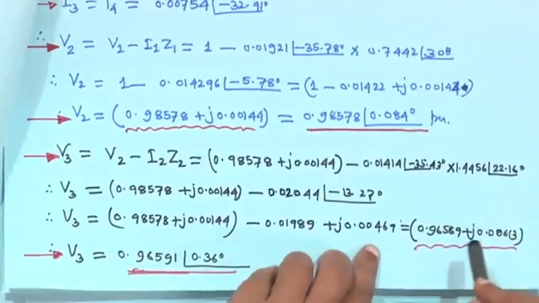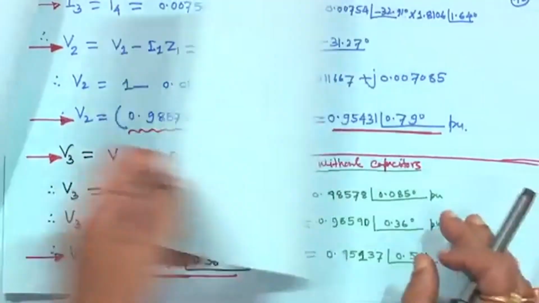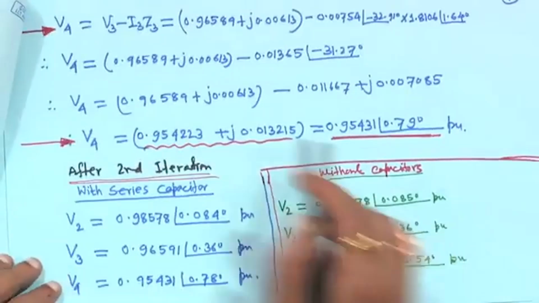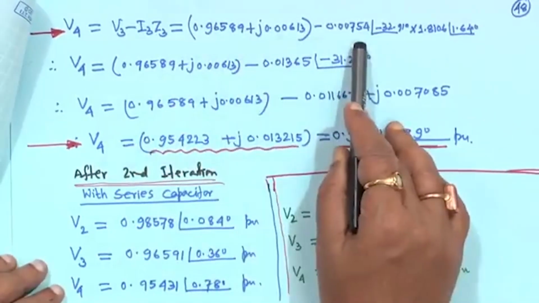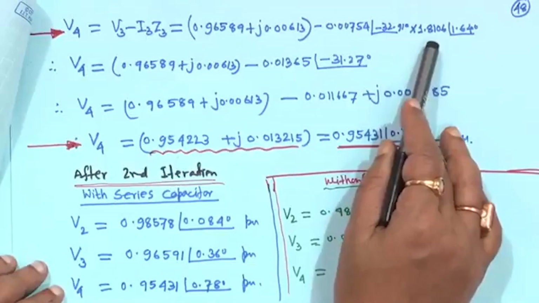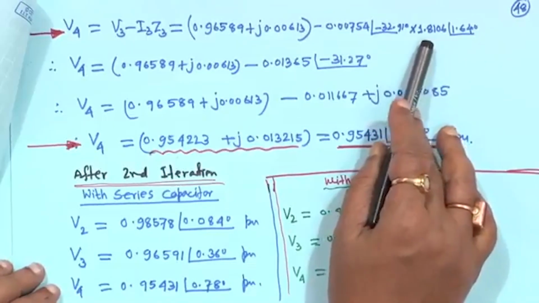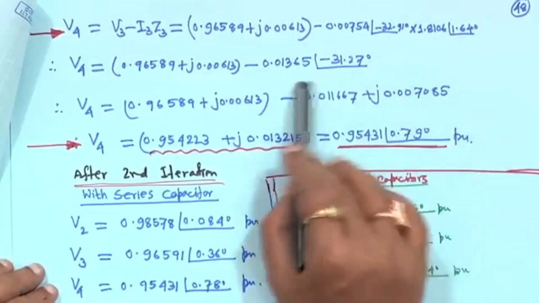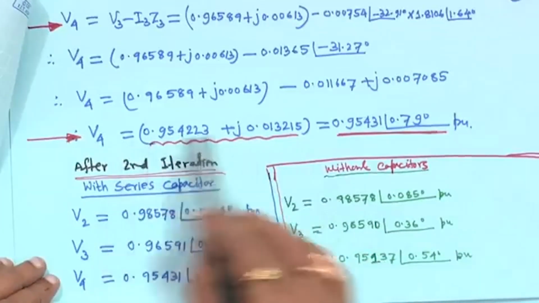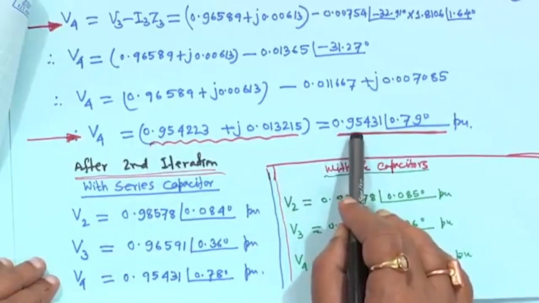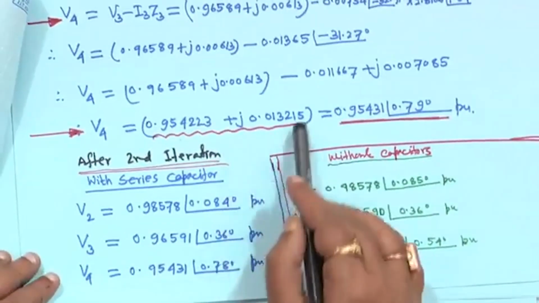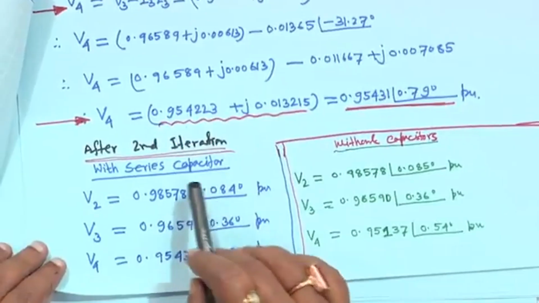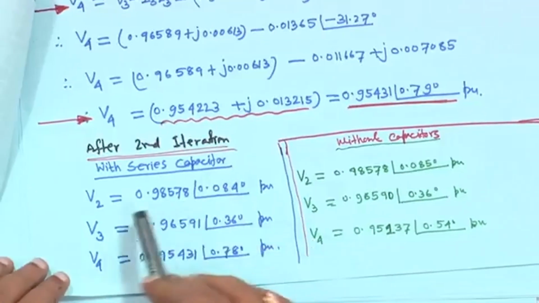And V4 is equal to V3 minus I3 Z3. So, that is your V3, I3 and Z3, where Z3 here is a decreased value because of that series capacitor. If you solve it, V4 will become 0.95431 angle 0.79 degree per unit. Now, this is after the second iteration. After the second iteration with the series capacitor, this is the voltage.